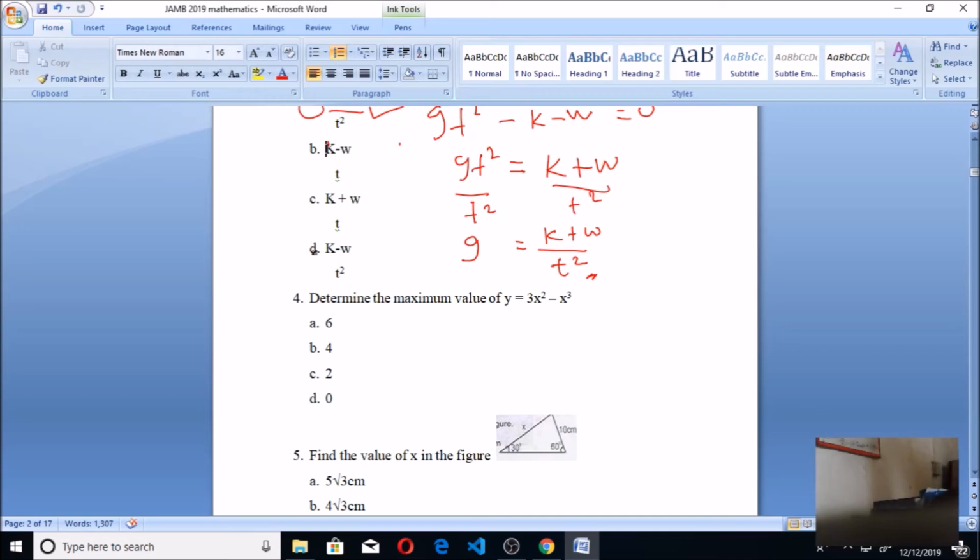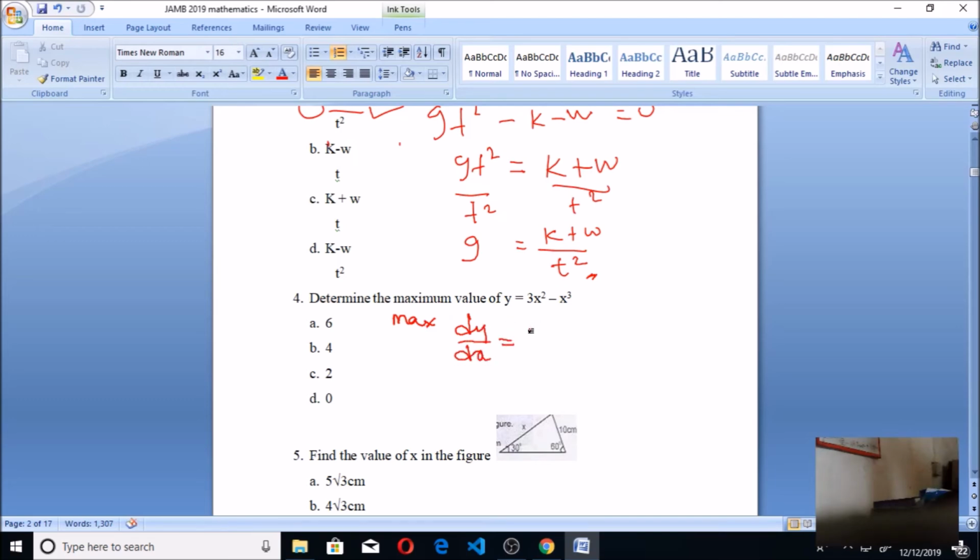Now you have this: calculate the maximum value of y equal to 3x² minus x³. Whenever you're told to calculate the maximum value, just know that you are expected to find the differential, dy over dx, of this very expression.